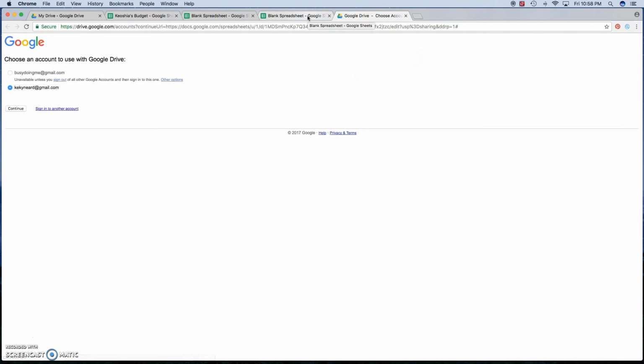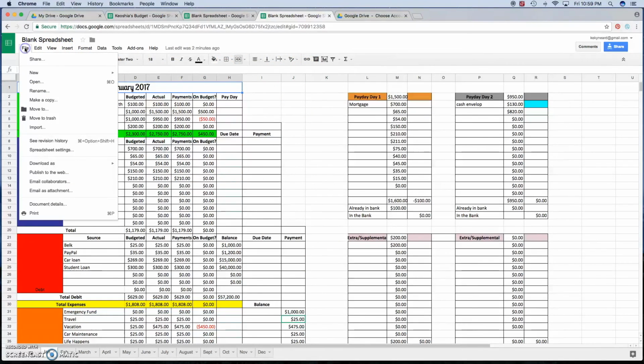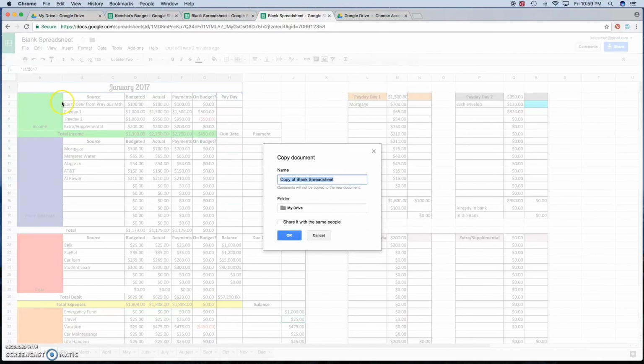Let me log in as somebody else. Hold on. Okay, well, I can't do it because I'm logged in as myself. If I would have shared it to my other account then I could. But you don't want to edit the one that you get when you click on the link. You want to go to File and you want to go Make a Copy, and then you want to put it into your Google Drive. So you would name it whatever you want to call the spreadsheet. You just name it budget, my budget, and you hit OK.